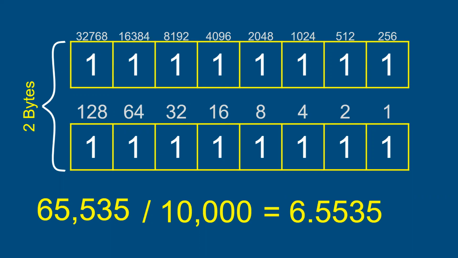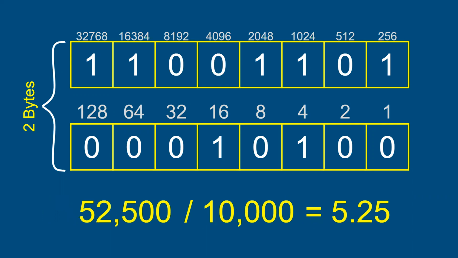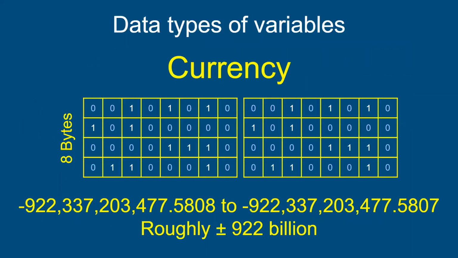It'll round it, right? Just the same way that we rounded the value when we tried to put a decimal point into an integer. Some other examples here. We've got those numbers. You divide by 10,000, there's 5.5. Okay, so that data type that we're talking about is called currency.